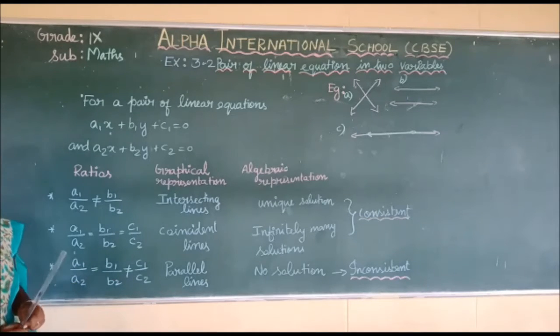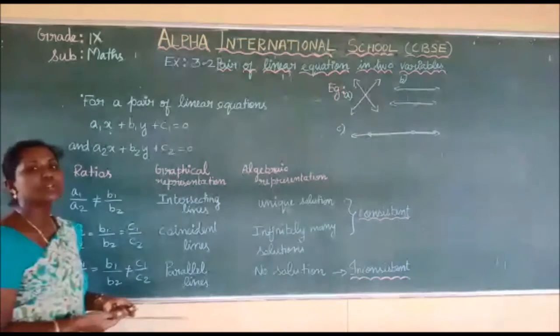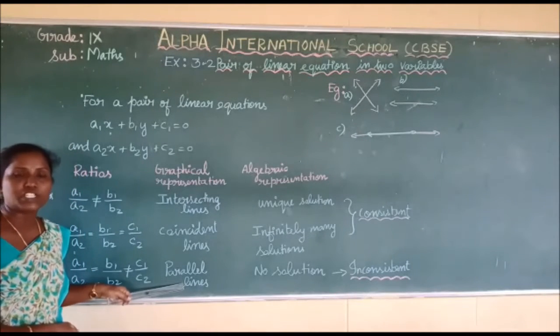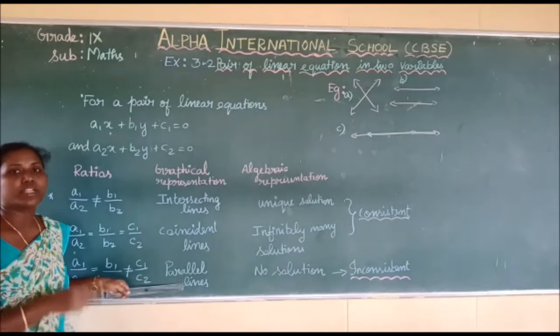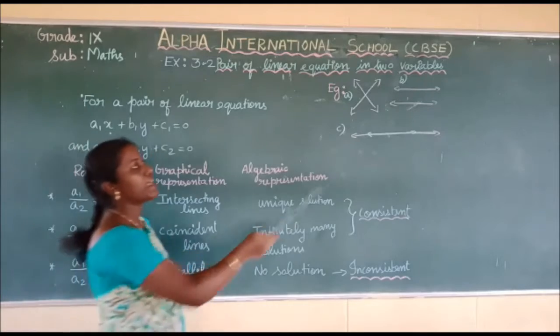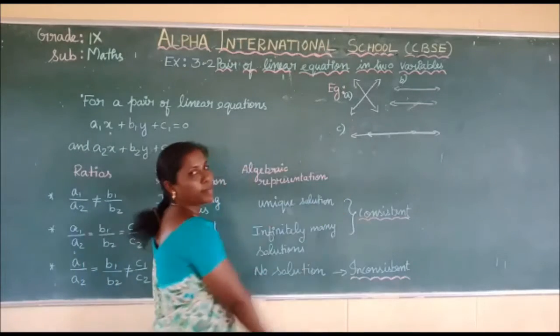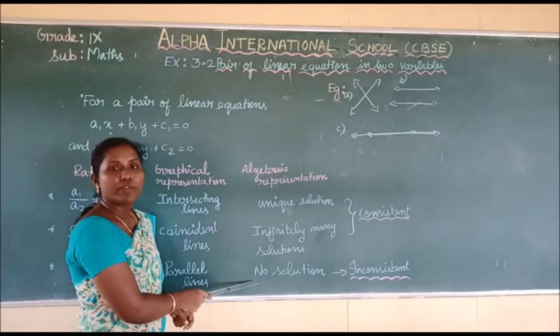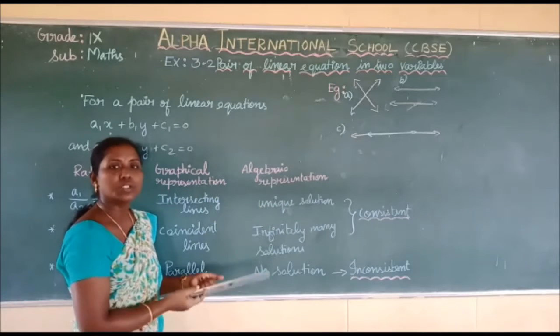not equal to c1 by c2. Finding the ratios, a1 by a2 equal to b1 by b2 not equal to c1 by c2, means the graphical representation will be parallel lines. The two lines will be parallel. If you are getting parallel lines like this as a graphical representation, it has no solution. The pair of linear equations has no solution.